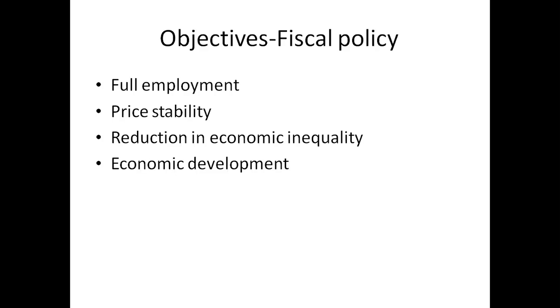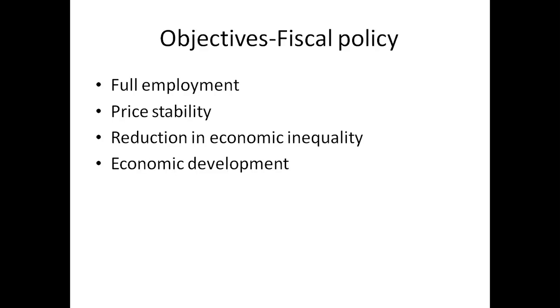Third is reduction in economic inequality. Economic inequalities are sought to be removed through appropriate fiscal measures. For example, the government imposes progressive taxation. Progressive taxation system means what? Higher the income, higher the tax; lower the income, lower the tax. Poor people will give less tax to the government and richer people will give more tax, so that purchasing power should be equal in the near future.